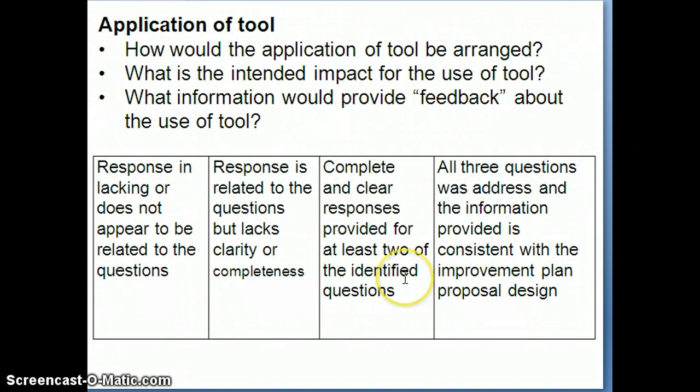Then you're going to go to a set of questions on application of the tool. How would the application of the tool be arranged? What's the intended impact for the use of the tool?